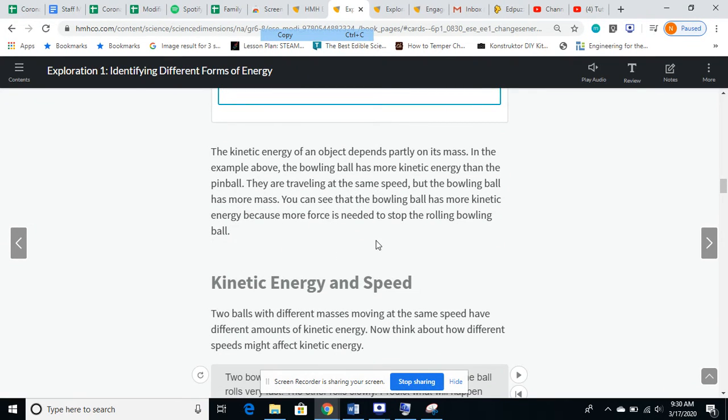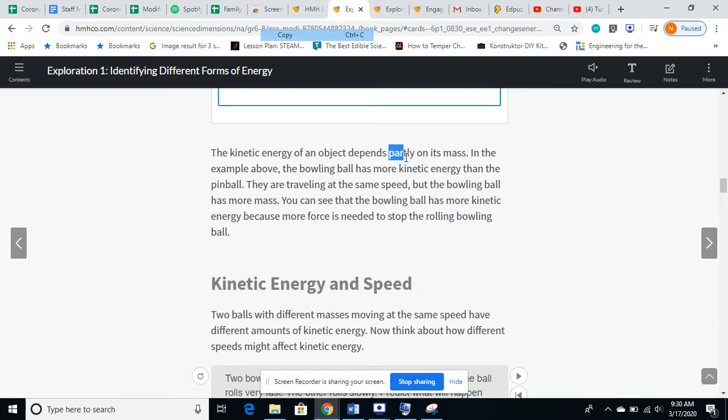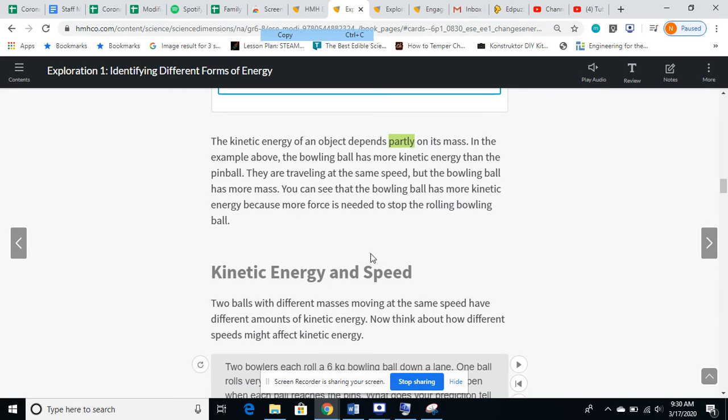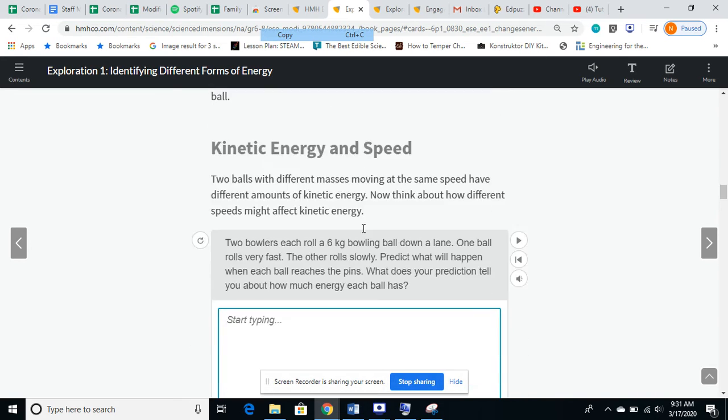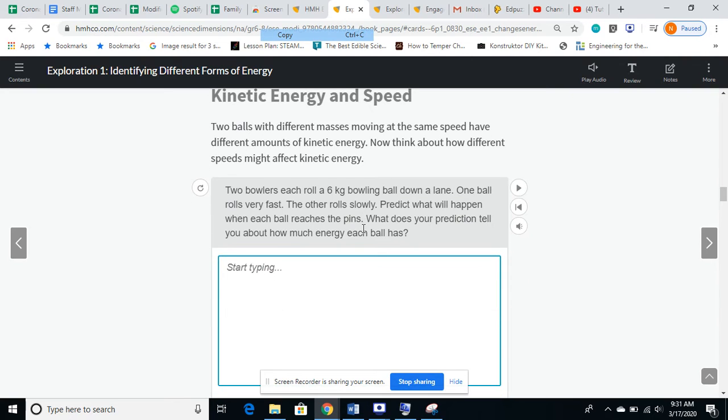The kinetic energy of an object depends partly on its mass. Notice partly. It's not all about the mass. There's other things that go into it. In the example above, the bowling ball has more kinetic energy than the pinball. They are traveling at the same speed, but the bowling ball has more mass. You can see that the bowling ball has more kinetic energy because more force is needed to stop the rolling bowling ball. The two balls with different masses that move at the same speed have different amounts of kinetic energy.